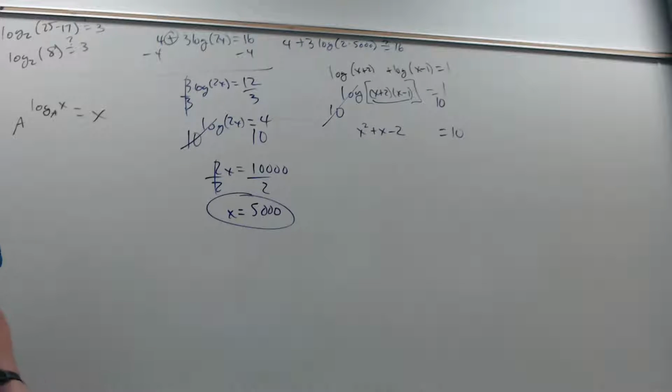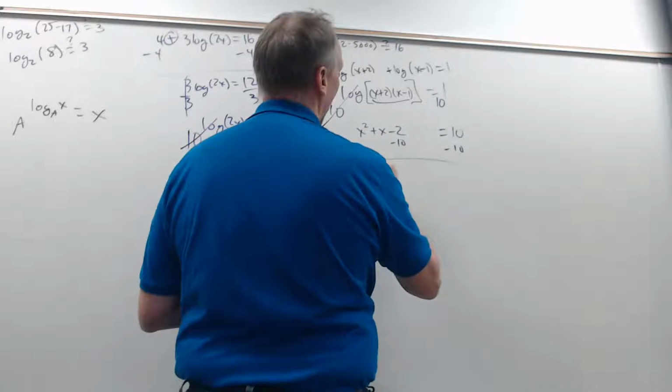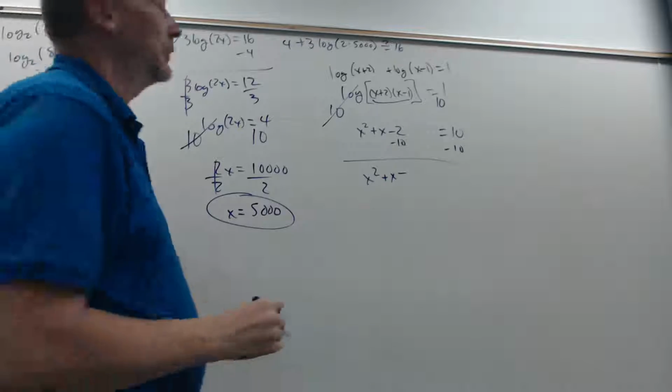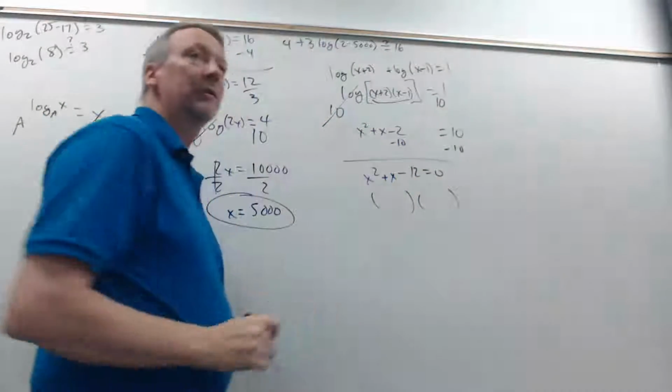I mean, you could, it wouldn't help. Yeah, we just subtract it. It's technically not wrong, but it's not helpful. You can just move the 10 over. Move the 10 over, very good. Because you want to set it equal to 0. X squared plus x minus 12 equals 0. Factors in 2.